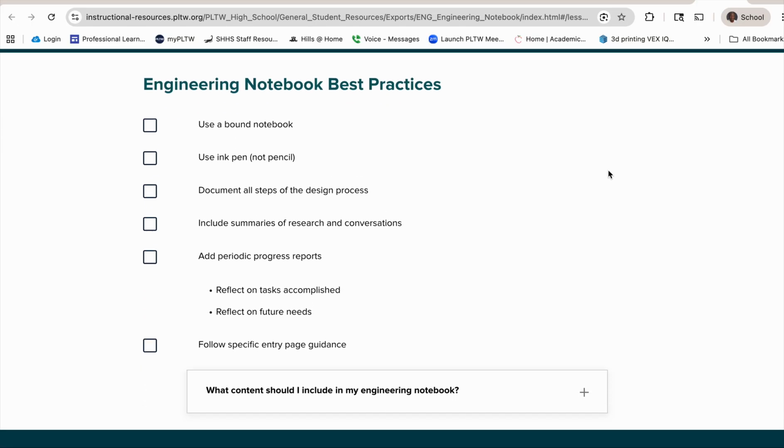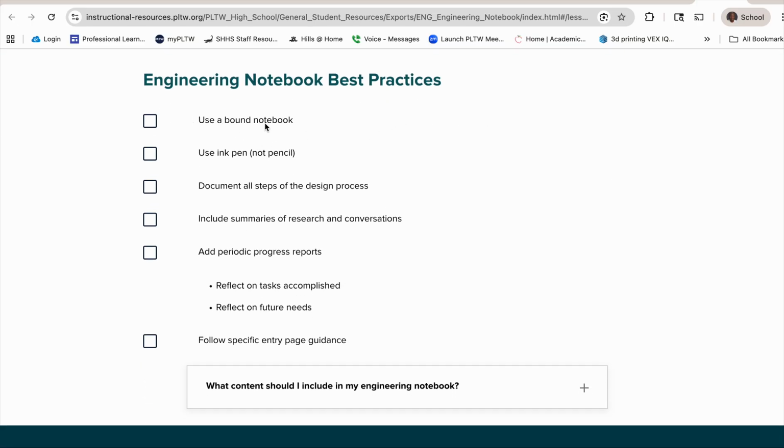All right. Best practices. The book is already glued together, so we're not going to add or take any pages out. We use ink, blue black ink only. The only time we use pencil is if we're going to do some sketching. Again, the correct way to do that would be to sketch it in pencil, then go back in ink, but ink only. Document all steps of the design process, include summaries, research, conversations you had with experts, whatever.